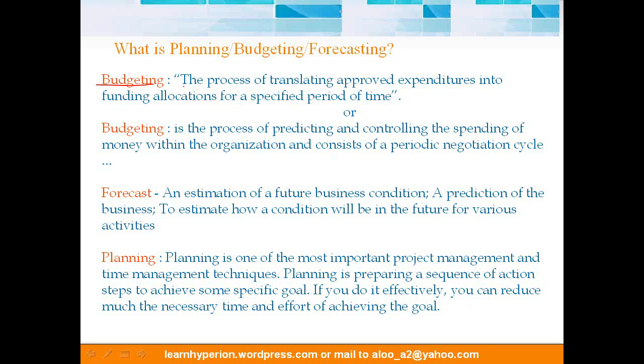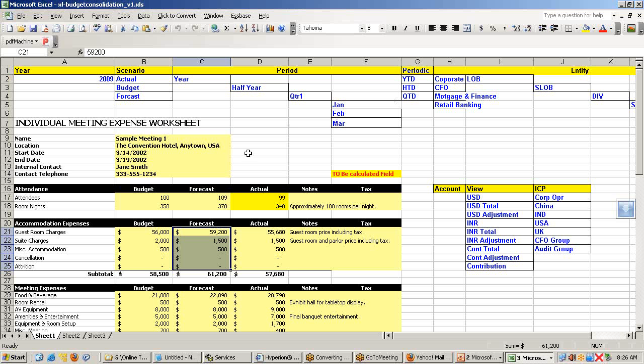So budgeting is the process of translating approved expenditure into funding. You request some amount and it is approved. That's called budget, allocated for a specific time period. Now budget is approved with a specific time period. If you look at this Excel sheet, these are expenses for a 2 day meeting. It is a very granular level. However, we do budgeting monthly. Generally budget is done for the year end. For 1 year we do budgeting. And forecasting we do monthly. There is no hard and fast rule, but it's an industry convention.